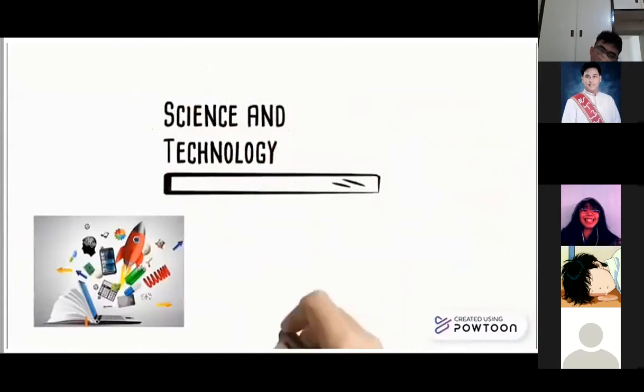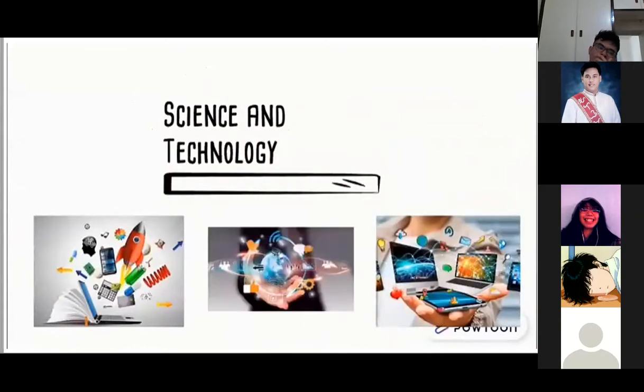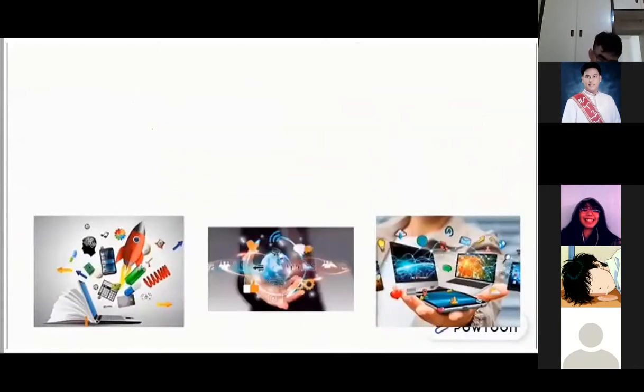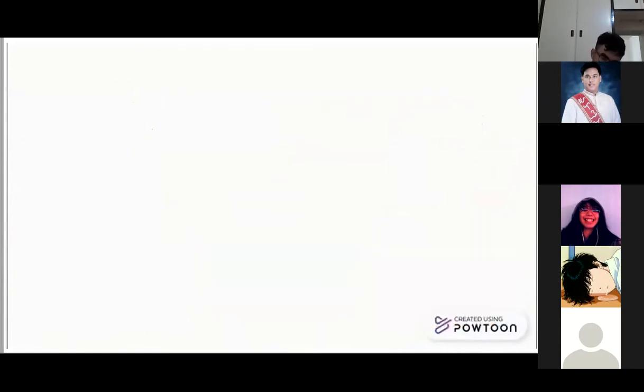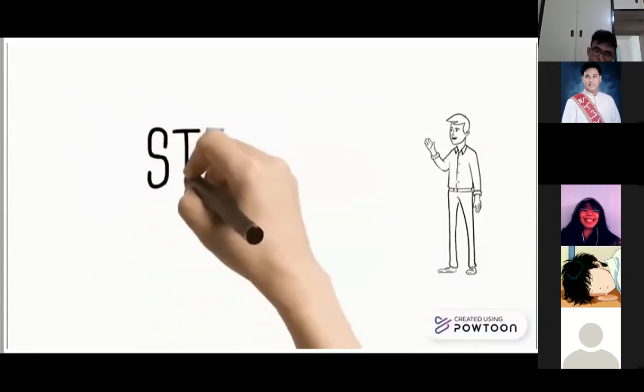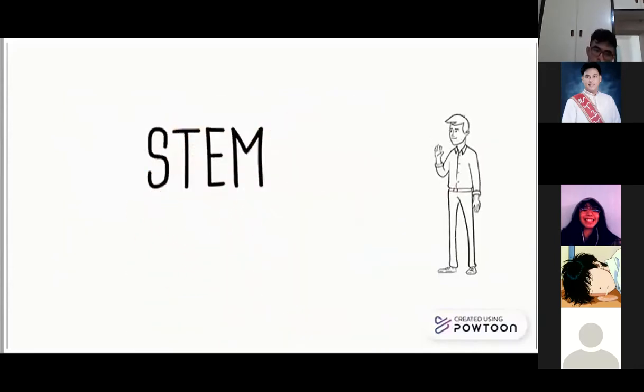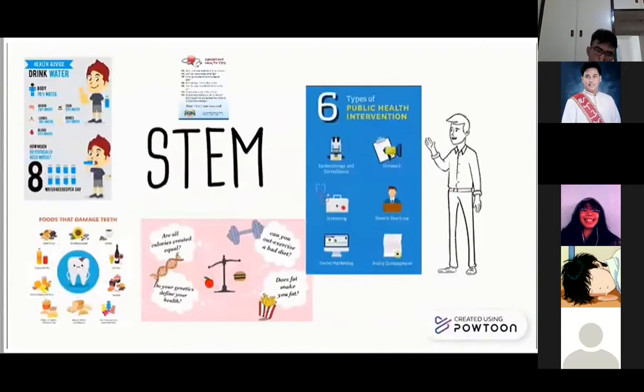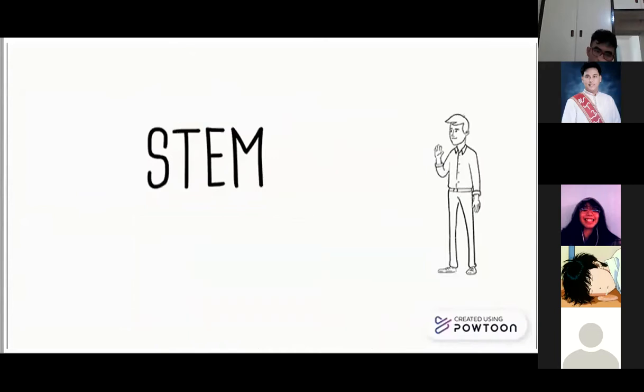Fourth, science and technology. In the field of science, technology, engineering, and mathematics, or STEM, medical practitioners, for example, conduct research to obtain significant information about disease trends and risk factors, results of various health interventions, patterns of care, and healthcare cost and use. The different approaches to research provide complementary insights.